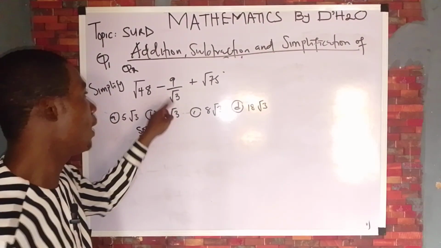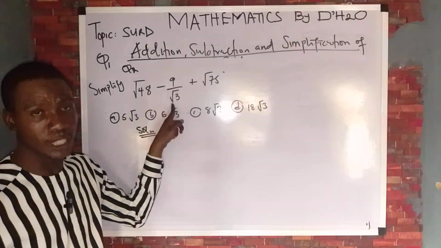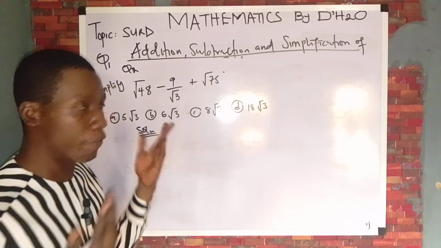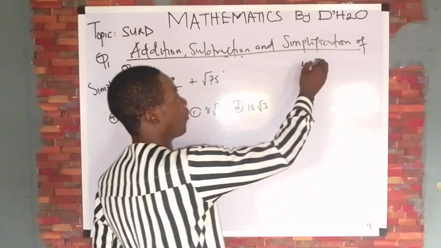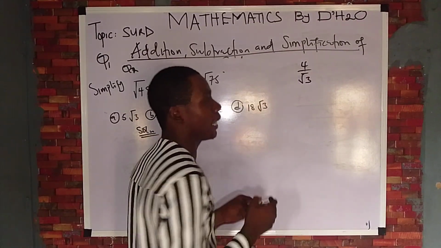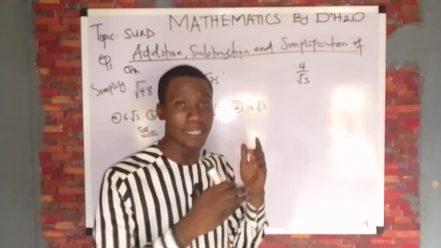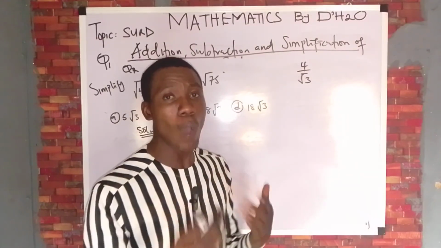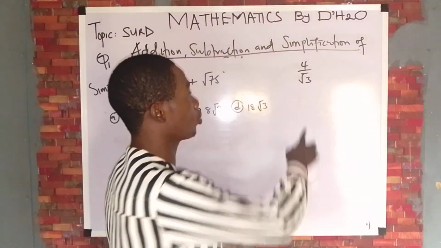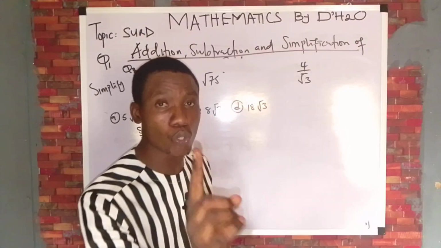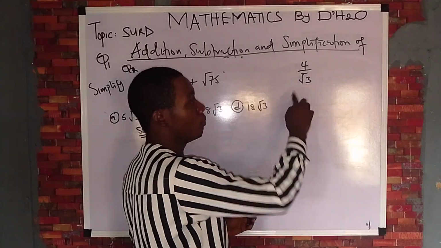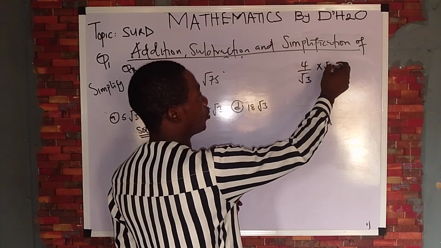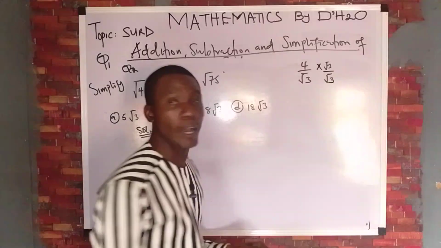This is a fraction, and whenever you have a root in your denominator, please do not fail to rationalize first. For instance, if I have 4 over root 3, can this be my answer in any examination? No, I will have to rationalize it. Why am I rationalizing? Because of this denominator, which is a root. Whenever you have root in your denominator, you must rationalize. And to do that, you have to multiply it with root 3 over root 3.